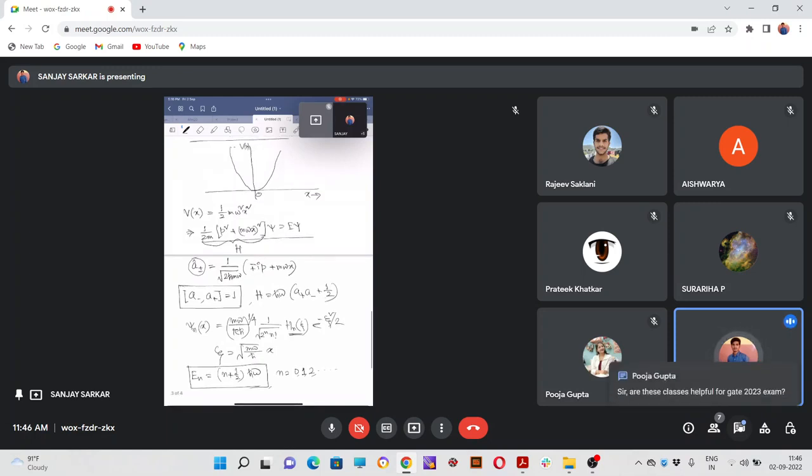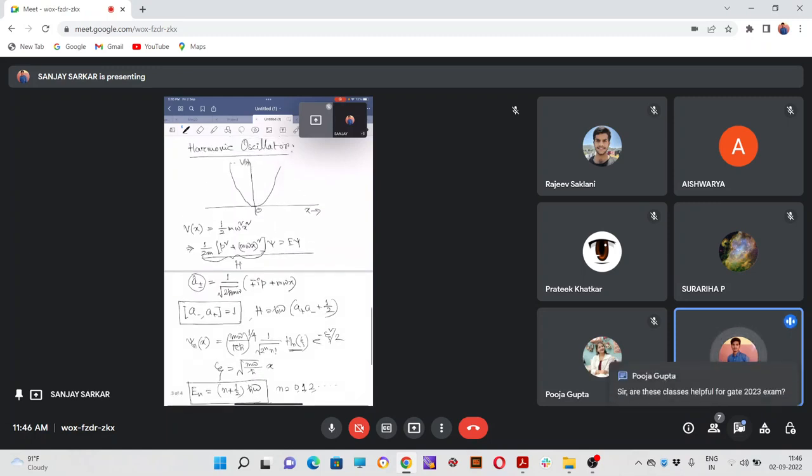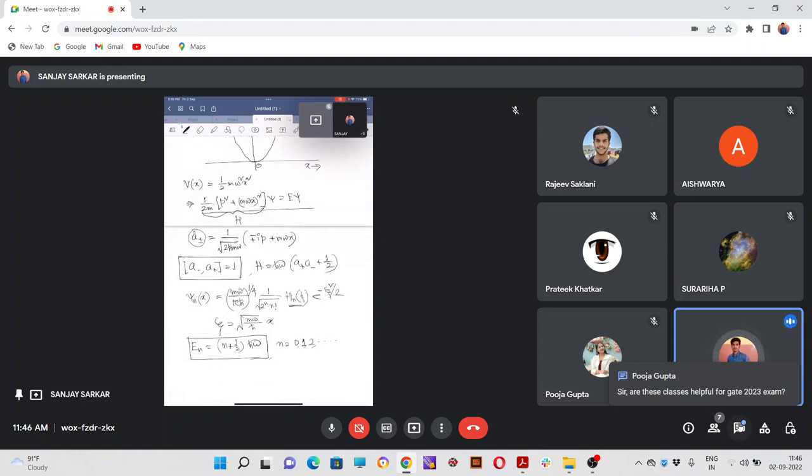As we discussed in the previous class, for the half harmonic oscillator the eigen energy is the same, but the allowed values of n will start from 1 and only odd values are allowed, because the condition for the half harmonic oscillator is that psi n at x equal to 0 should be 0. This implies that the Hermite polynomial at x equal to 0 is 0, and this condition is only satisfied for n equal to 1, 3, 5, that is odd values of n.